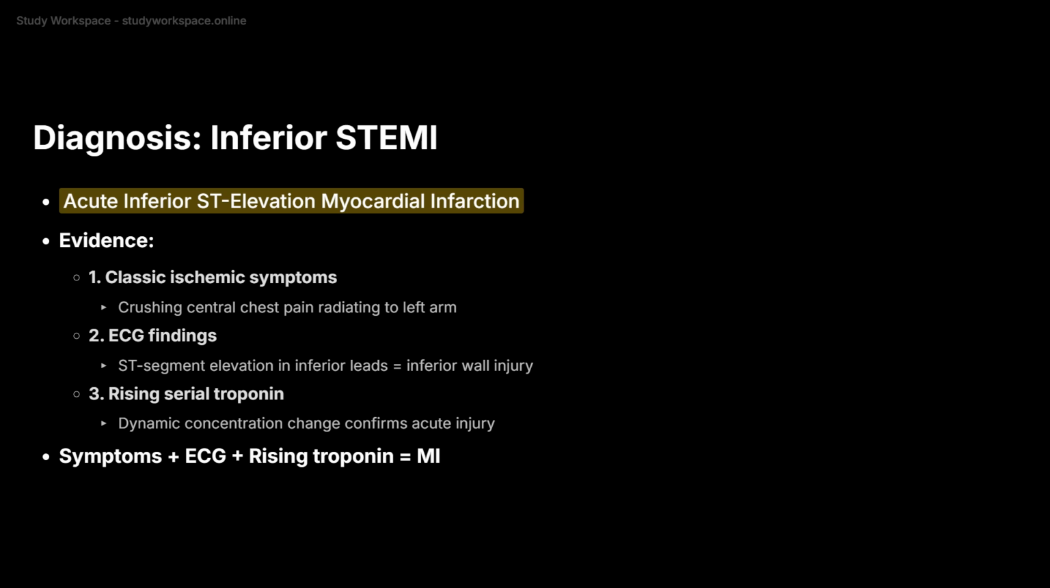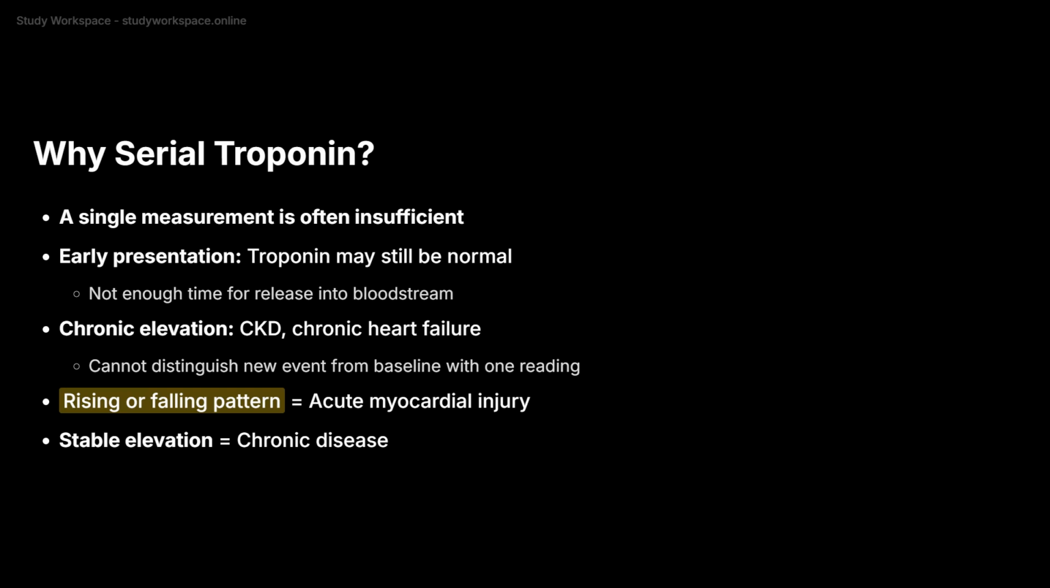Third, and perhaps most importantly from a clinical chemistry perspective, the serial troponin values show a clear rise over time. Rather than remaining stable, the concentration changes dynamically, indicating acute myocardial injury. When characteristic symptoms, compatible electrocardiogram findings, and a rising or falling cardiac troponin occur together, they satisfy the diagnostic criteria for acute myocardial infarction. The next question asks why serial troponin measurements are necessary.